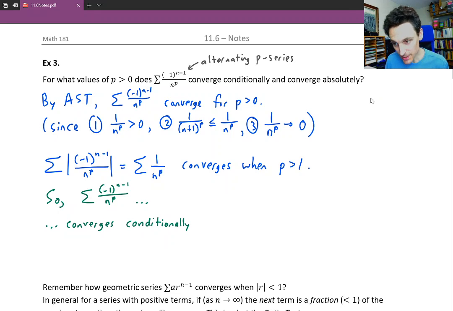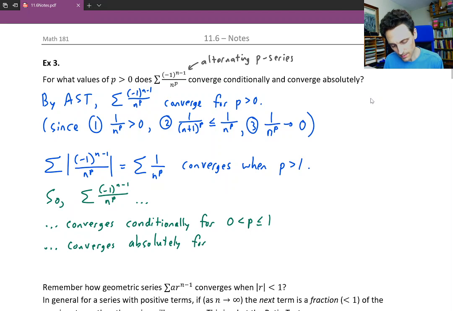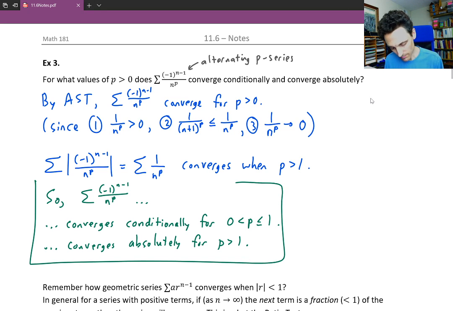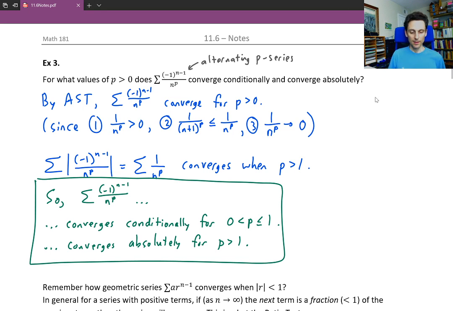So the series converges conditionally for those p values between 0 and 1, and converges absolutely for the p values bigger than 1. So there's where the alternating p series converges conditionally and where it converges absolutely.